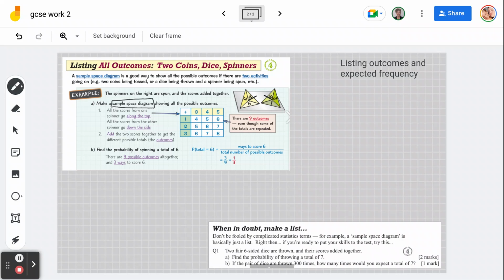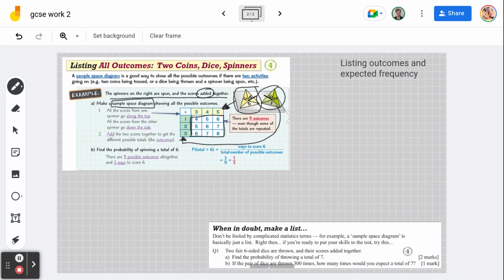Let's say the spinners on the right are spun and the scores are added together. So this yellow one is across the top. This green one is along the side. You can see here, on the yellow one, you can either spin a 3, a 4, or a 5. On the green one, you can spin a 1, a 2, or a 3. Then it's going to add them together. So in here, we're summing our totals. We're adding our totals. Okay.